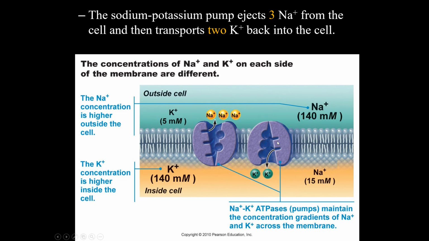That's the concentration gradient, the chemical part to this. Now the other side is we pumped 3 positives outside for every 2 positives inside, so we end up with this slight positive charge to the outside of the cell. So this sodium-potassium pump is polarizing the membrane by giving us that charge difference, and it's setting up that resting membrane potential, which is the polarized membrane.